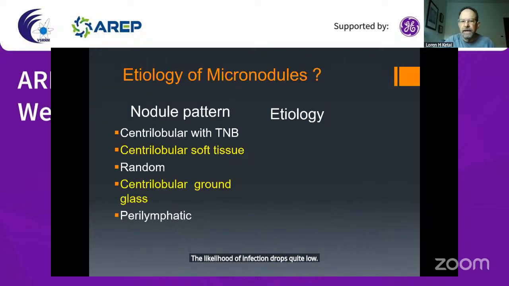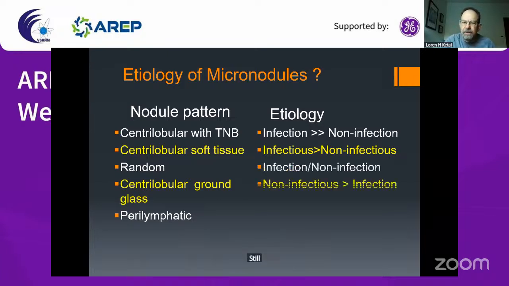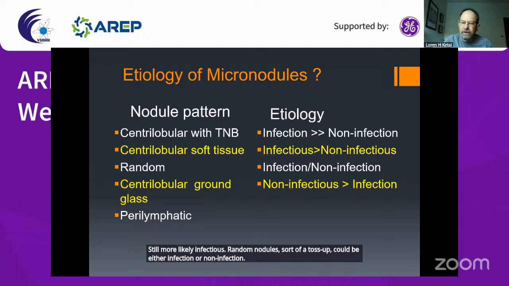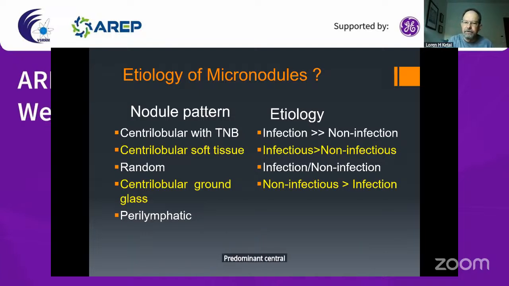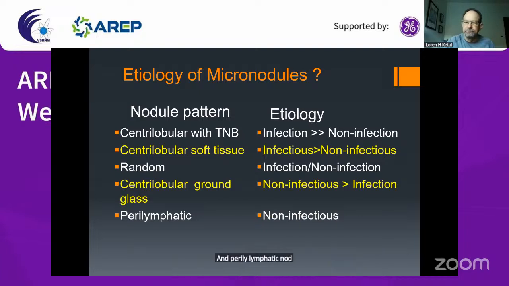So just to review that, central lobular nodules with tree and bud, infection more common than non-infectious. Central lobular soft tissue nodules, still more likely infectious. Random nodules, sort of a toss-up, could be either infection or non-infection. Predominant central or exclusively central lobular ground glass nodules, probably non-infectious, and perilymphatic nodules, not infectious.